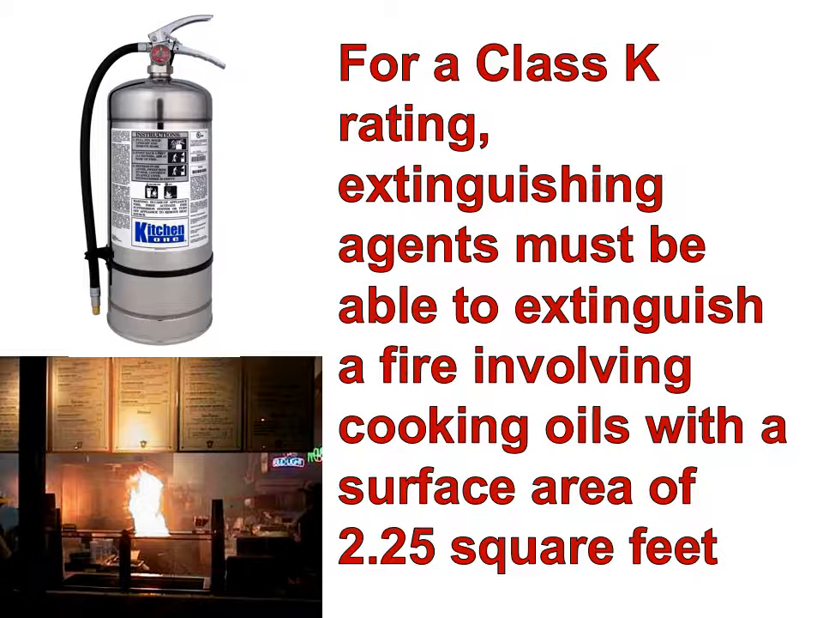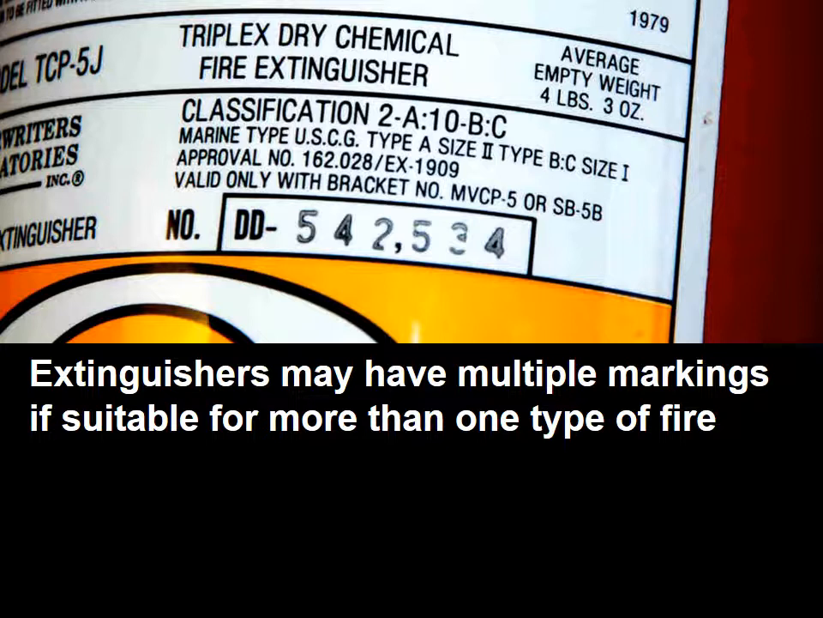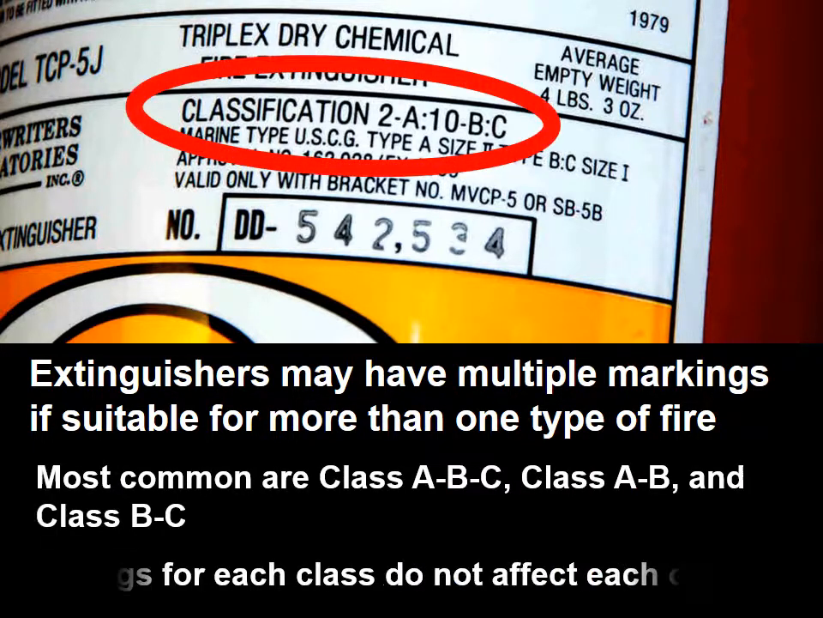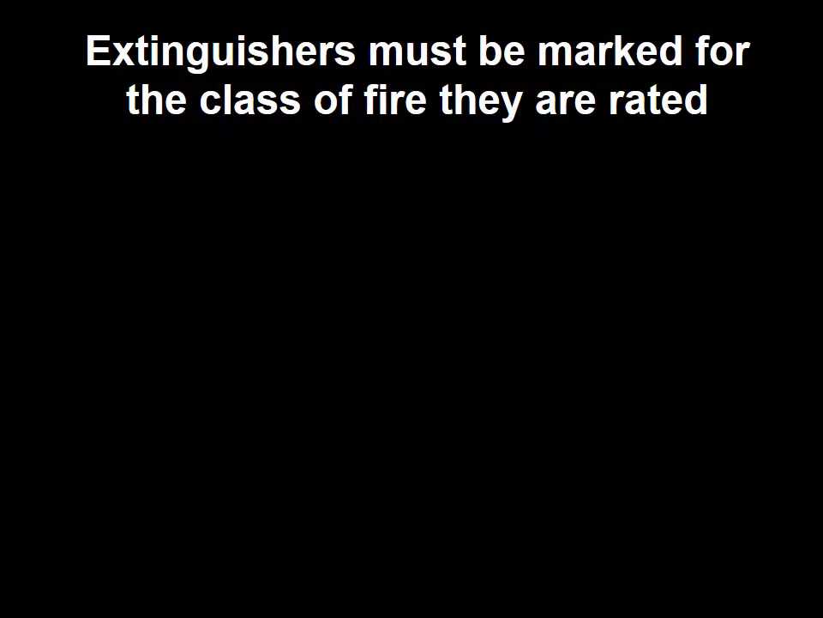For a Class K rating, extinguishing agents must be able to extinguish a fire involving cooking oils with a surface area of 2.25 square feet. Extinguishers may have multiple markings if suitable for more than one type of fire. Most common are Class A, B, and Class B and C. Ratings for each class do not affect each other. Extinguishers must be marked for the class of fire they are rated.